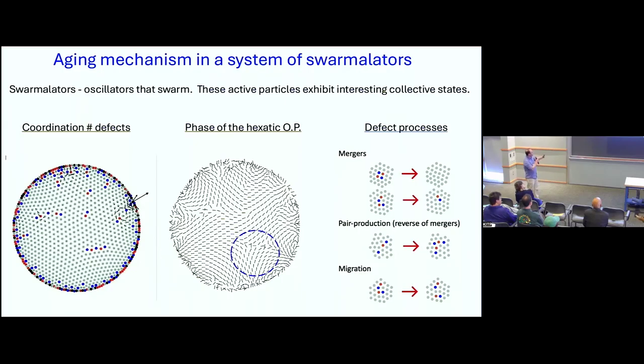And over time, these defects go through these types of processes. You have mergers, you have pair productions, and then you have migration to the boundary. And so aging takes place through these processes, and over time, you get basically fewer and fewer defects in the system. And these are topological defects, because if you look at the phase of the hexatic order parameter, you can see that this cluster right here, at the bottom right, has a topological charge of -1. So long story short, you have aging through these defect processes. Please come see my poster. Thanks.